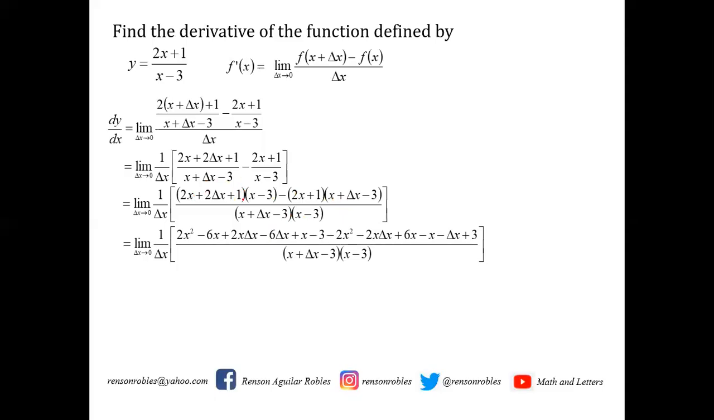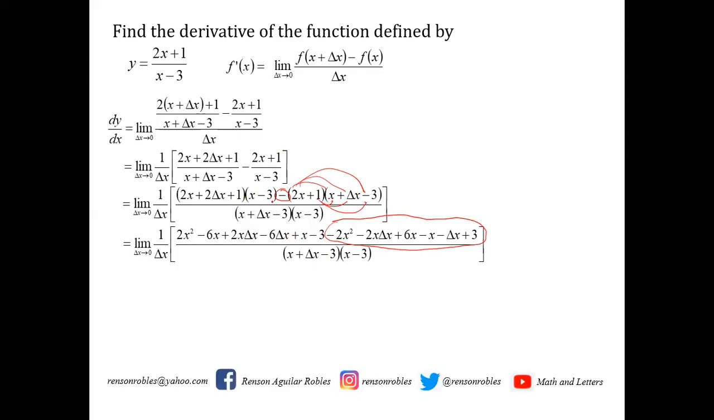So we shall use the FOIL method, by distributive property. Then 2x times x, that's 2x squared. 2x times negative 3 is negative 6x. 2 delta x times x is 2x delta x. 2 delta x times negative 3 is negative 6 delta x. And then what comes next is 1 times x is x. Then 1 times negative 3 is negative 3. And you shall do the same here, and do not forget this minus sign. And that will give you negative 2x squared minus 2x delta x plus 6x minus x minus delta x plus 3.